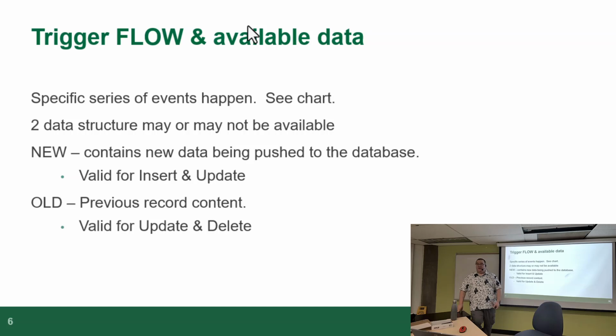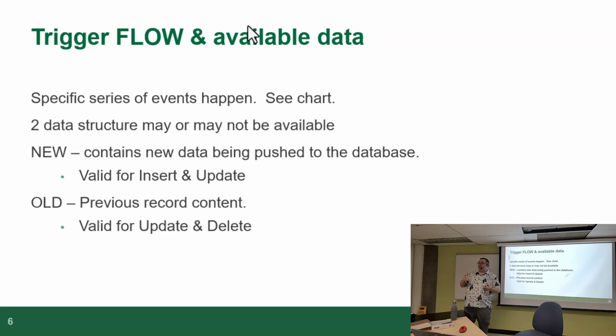Okay, so the trigger flow has available data also. There's a specific series of events that happen. There's going to be a chart. Well, you saw the chart already, right? But when the trigger fires off, there's 2 extra data structures. Imagine it loads a record in memory for you to examine. So you have new and old. New is the stuff you're pushing into the database, so it's an insert or an update. When you do an insert and update, you're pushing new values into the database. That's what goes into new.